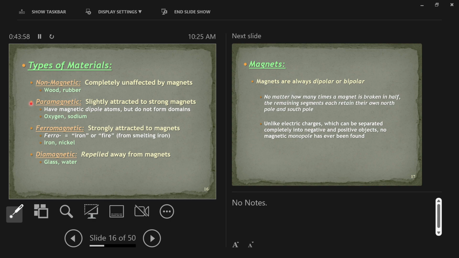For example, oxygen and sodium. Oxygen's easy. I don't know if you know how oxygen gets around your body. Maybe you do. How does oxygen get around your body? Blood. In your blood. What part of your blood carries oxygen? Veins. No. What part of your blood are your veins?